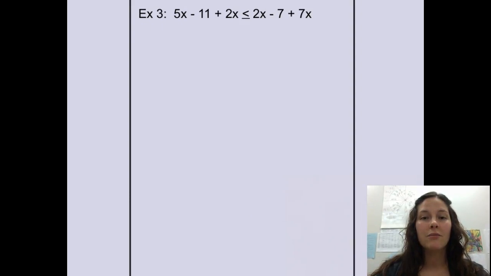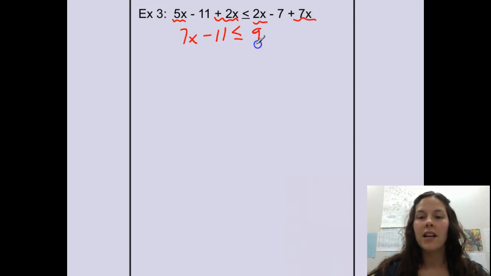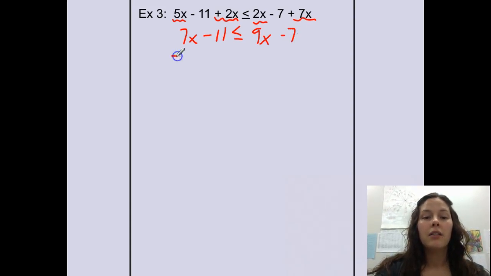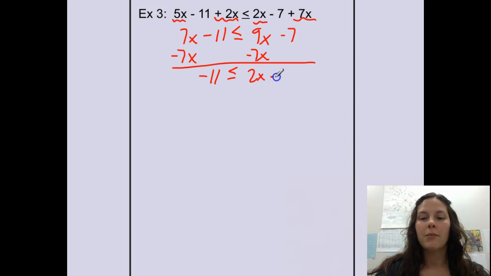Example 3, combining like terms on both sides of the equal sign, 5x plus 2x. Notice that minus sign goes with the 11, so we are adding our x's together, not subtracting 2x from 5x. 2x plus 7x gives us 9x on the right-hand side. Again, when I'm getting my variables together, I like to move the variable that has a smaller coefficient, so I'm going to subtract 7x from both sides. Negative 11 is less than or equal to 2x minus 7. Adding 7 to both sides, we get negative 4 is less than or equal to 2x.